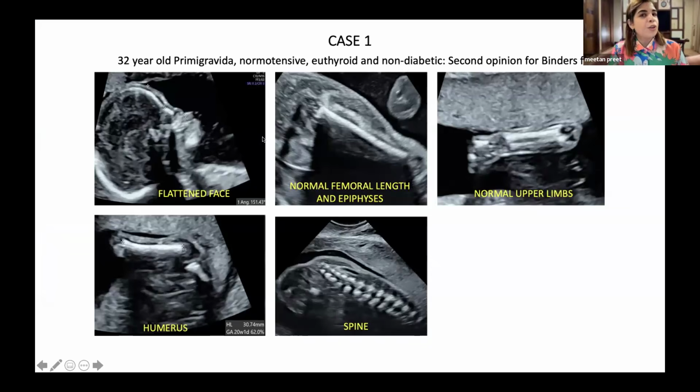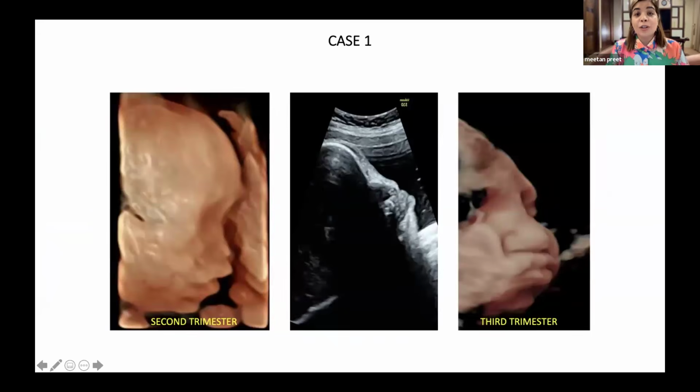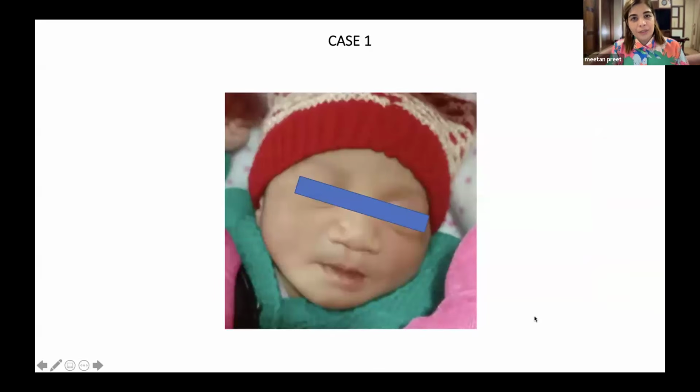However, the rest of the fetus did not show any anomaly. A normal femoral length, no epiphyseal stippling, normal upper limbs, normal humerus, and a normal spine as well. This baby got a chance of life. This is a picture of the second trimester of the child. This is a picture of the third trimester of the child. And this is the baby after birth. The baby is doing well as of now.